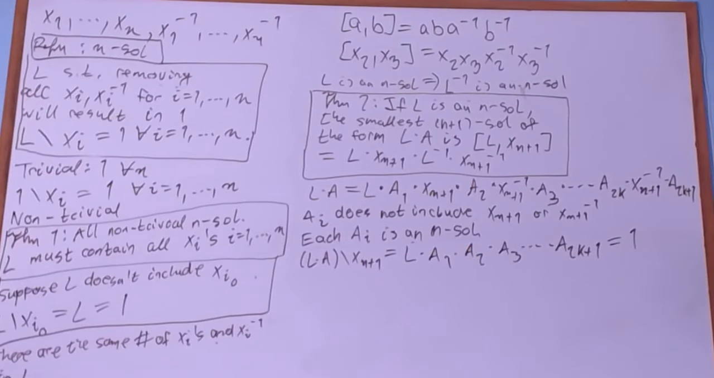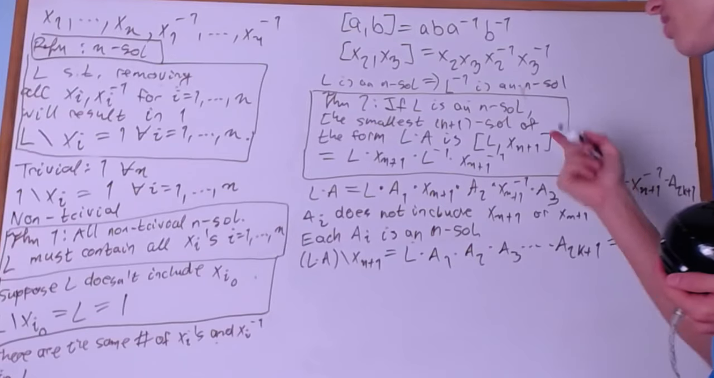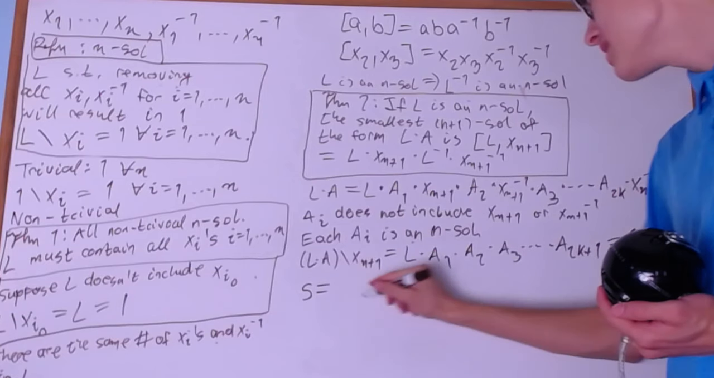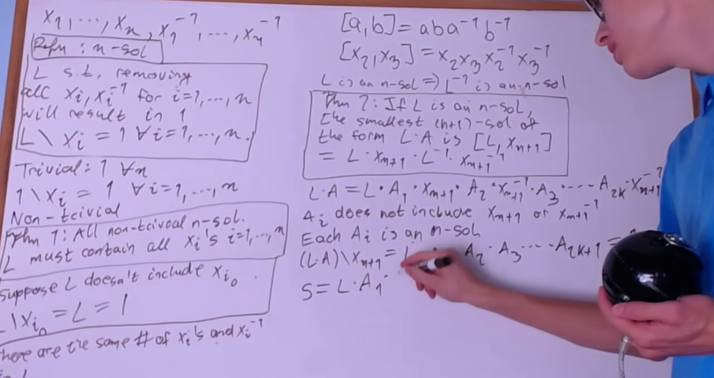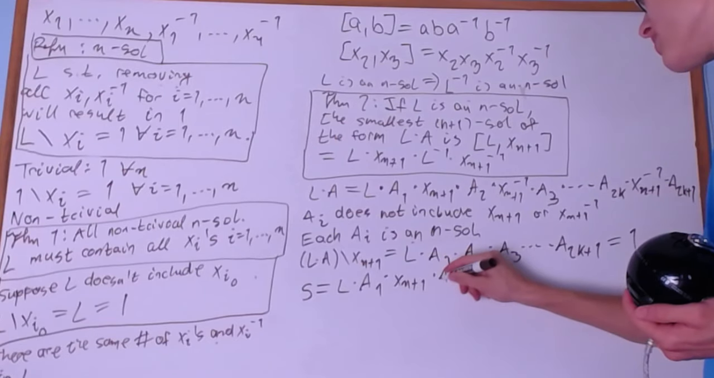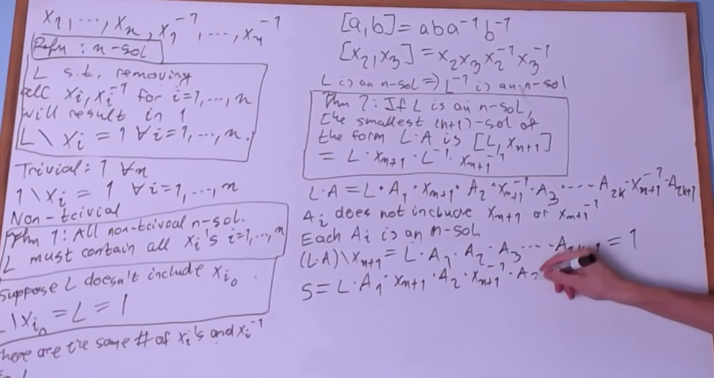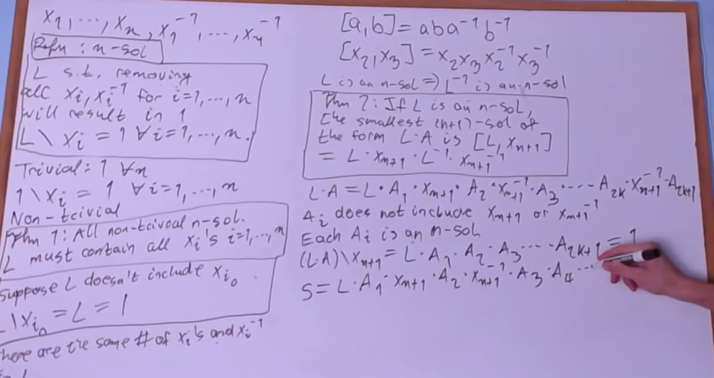Alright, I'm going to use this later on. And what I mean by later on is right now. I'm going to show that given this solution, you can reduce it to S is equal to L times A1 times xn plus 1 times A2 times xn plus 1 inverse times A3 times A4 all the way up until A2k plus 1. No extra xn plus 1s. Those are gotten rid of. All of those are gone. How do I know that this is still a solution?